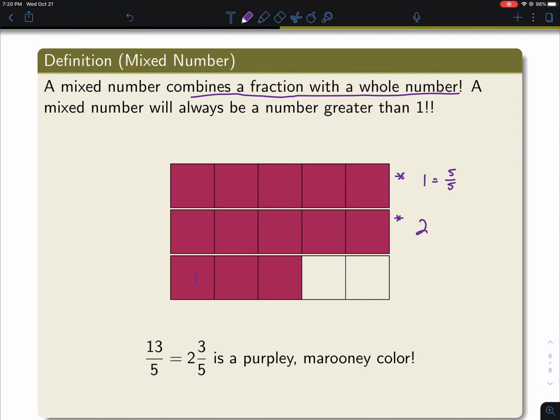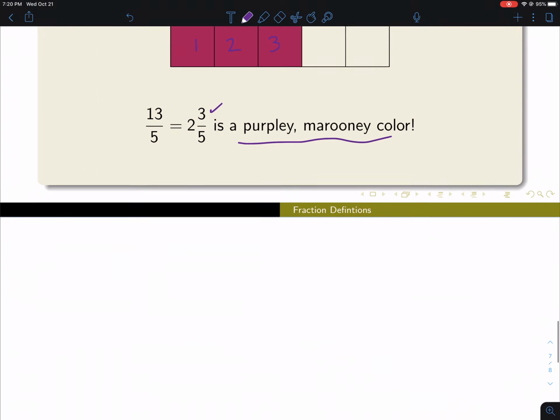And then I've got 1, 2, 3 partials that are shaded in. And so again, this is broken up into 1/5 units, so my denominator is still going to stay 5. So in this case, I would end up with 2 3/5, again, of my purpley maroony color here. All right, so is that okay? Everybody okay with the mixed number? And I think that's it.